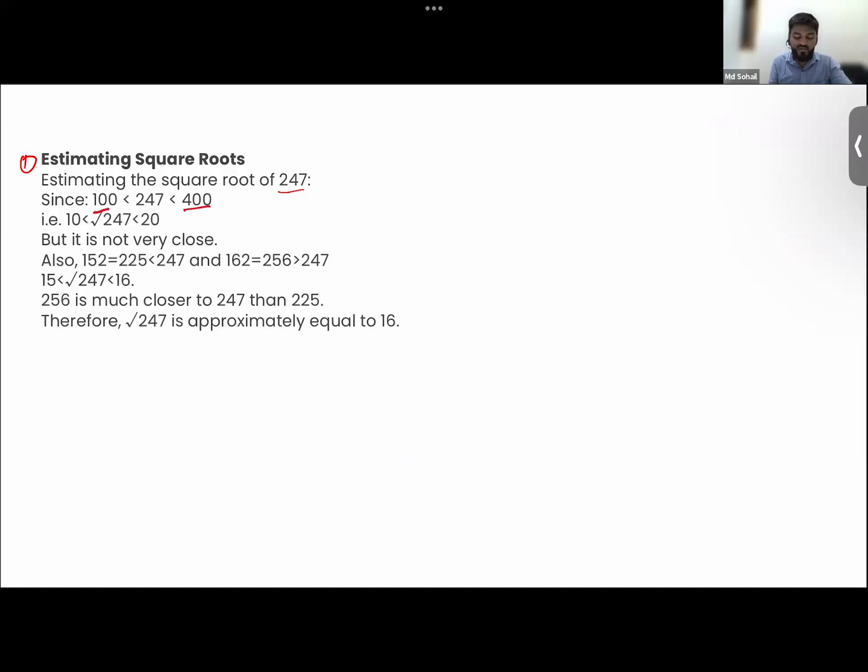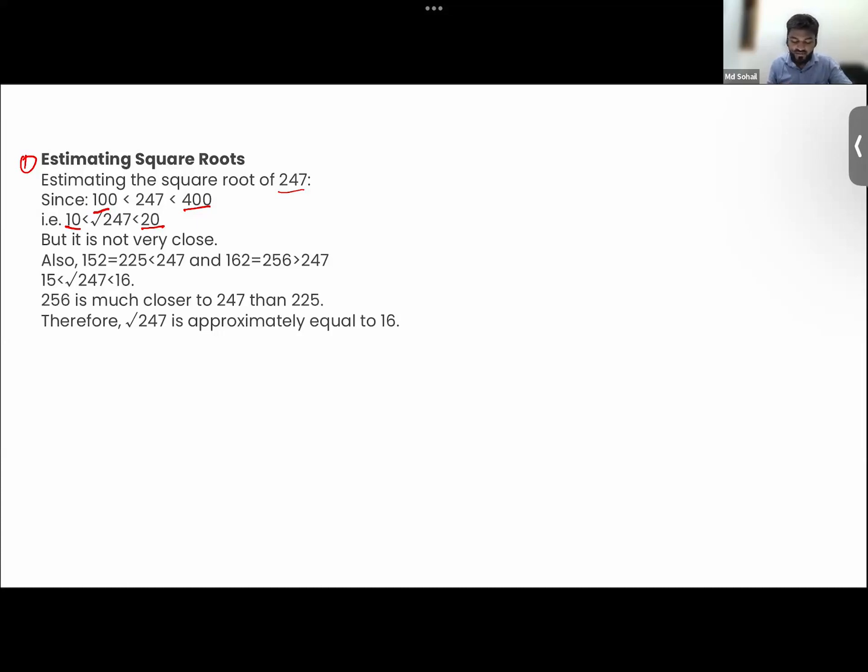100 and 400, this 247. So it's clearly more closer to which value? Is it more closer to 20 here or 10 here? Yes, sir. Sir, 10. To 10 here. So most probably the square root of this number is going to be closer to 10 here, right guys?